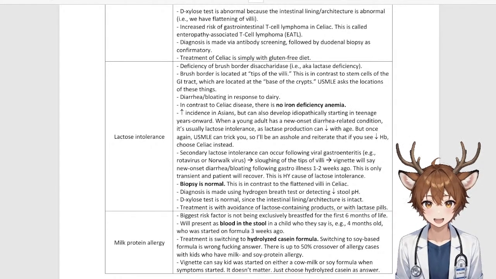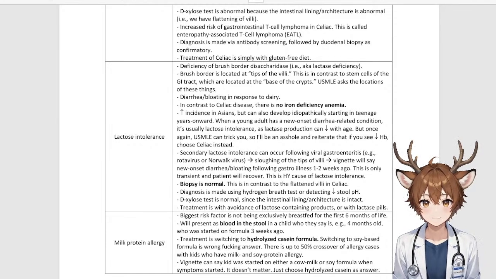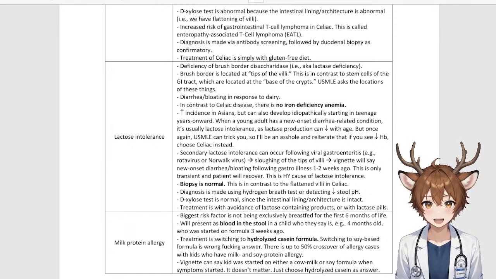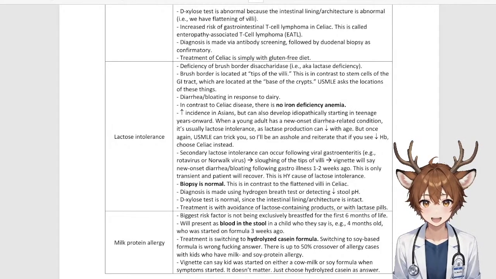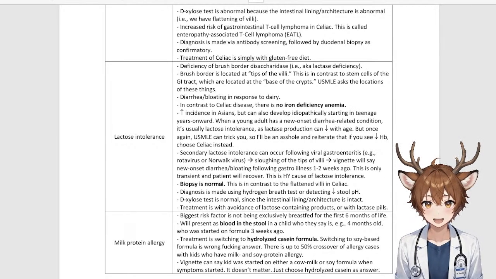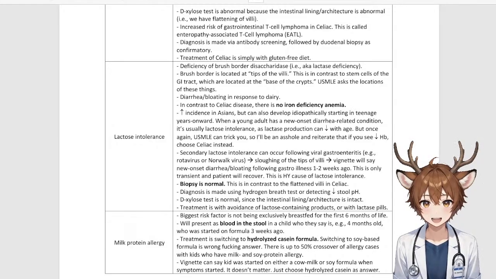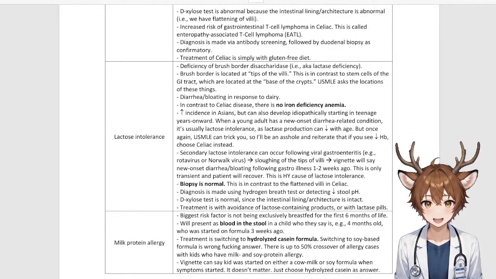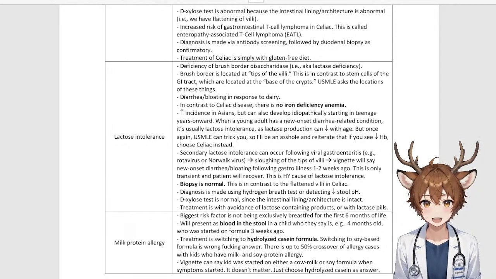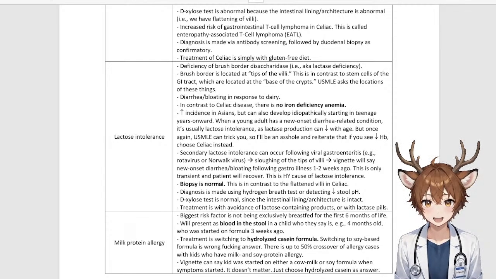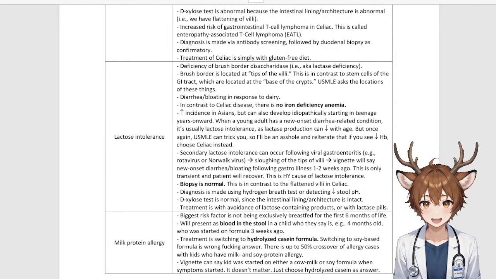In contrast to celiac disease, there is no iron deficiency anemia in lactose intolerance. Increased incidence in Asians, but it can also develop idiopathically starting in teenage years onwards, where a young adult has a new onset of diarrhea-related condition, usually lactose intolerance, as lactase production can decrease with age. But once again, USMLE can trick you. So I'll be the guy to reiterate that if you see a decrease in hemoglobin, choose celiac instead of lactose intolerance.